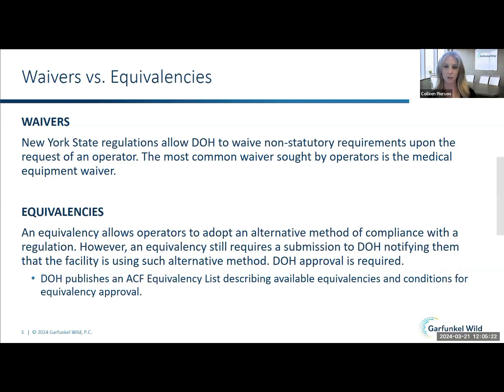It's not so much you submitting a request and receiving approval back from the department, because the department, in publishing their index of equivalencies, has already approved those methods, whereas with a waiver request, you are asking approval because there is no set list of approved waivers at this time from the department.